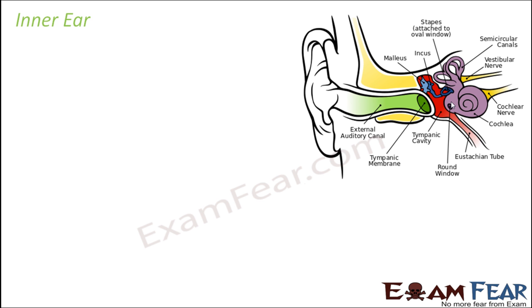Next is the most important part of the ear, that is the inner ear. The most important part of the inner ear is the cochlea. The cochlea is also known as the labyrinth. Labyrinth is another name for it. It is the fluid filled part of the inner ear.